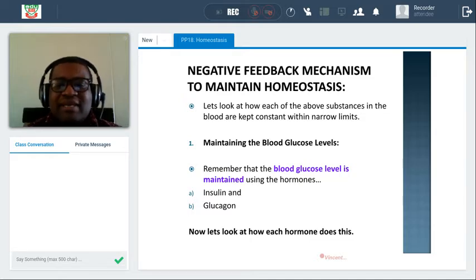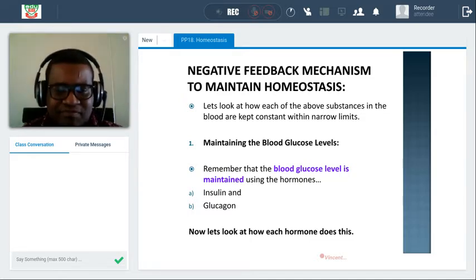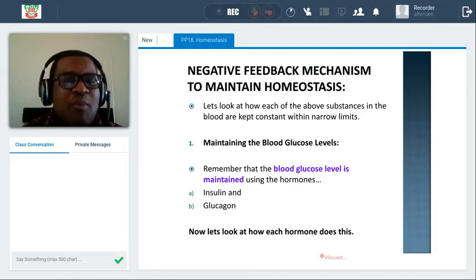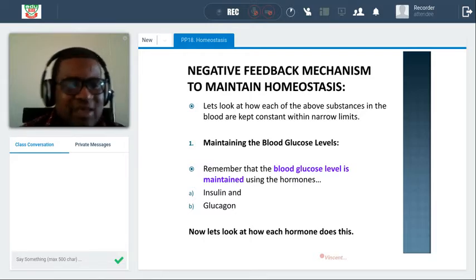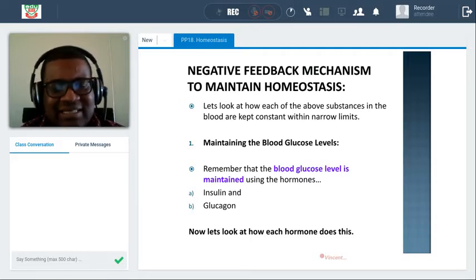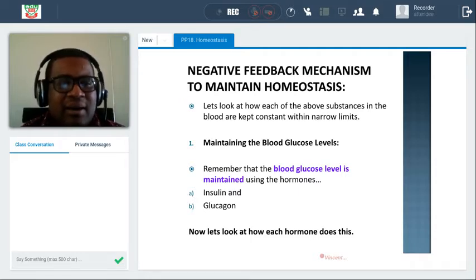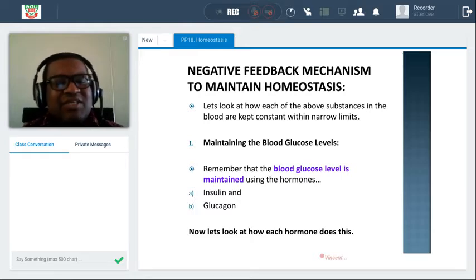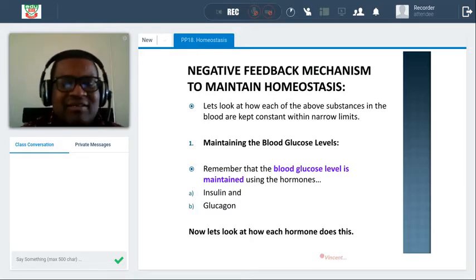Now let us look at maintaining the glucose level. The glucose level in the blood is normally maintained by two hormones, insulin and glucagon, produced by islet cells in the pancreas. Those islets of Langerhans, they are specialized cells. The alpha cells, we said, produce glucagon, and the beta cells produce insulin.